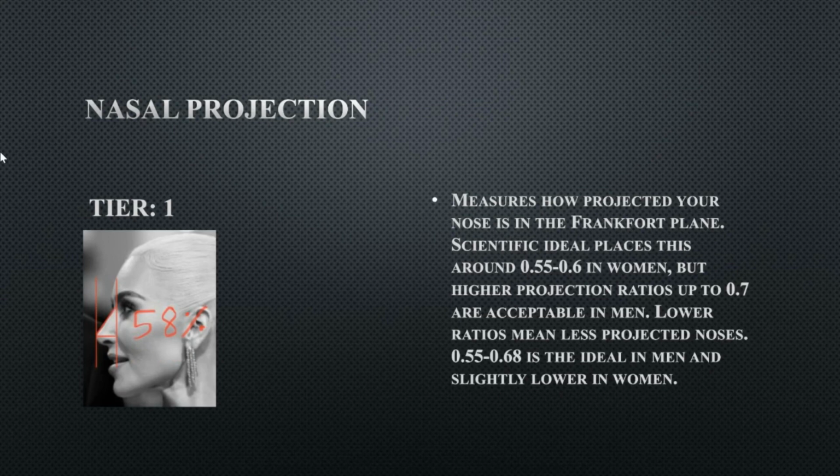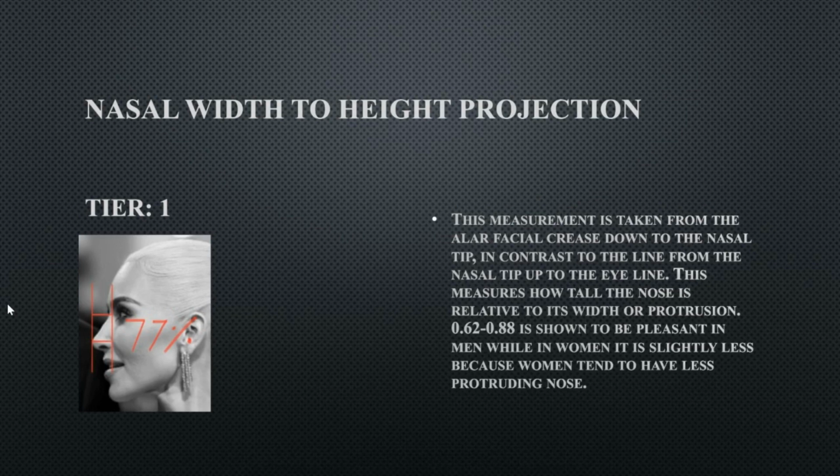Her nasal projection is a tier 1 at 58%, and 58% is within the low range, but for females, they tend to not have very protrusive noses than men, and this is perfect, so 58%. And this is relative to the length of the nasal bridge. So it is the width right here divided by the length of the nasal bridge, and 58% is good. So she has adequate nasal protrusion.